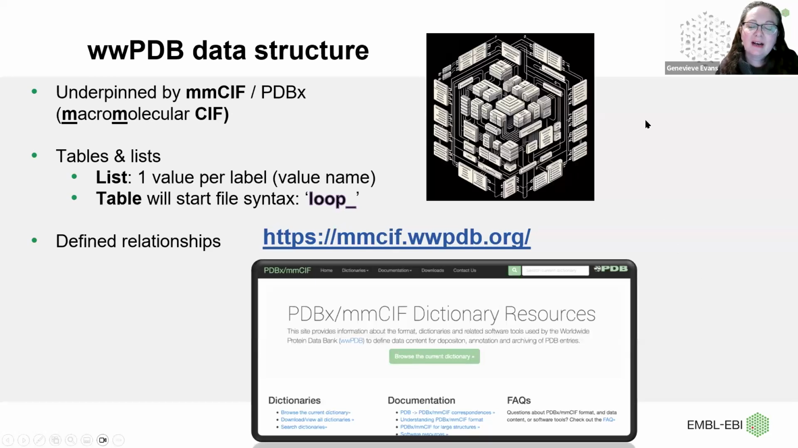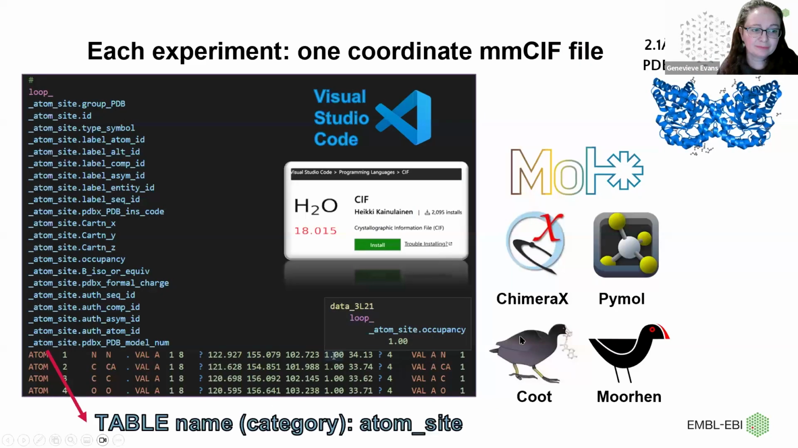I asked DALL-E AI to create an image to visualize what an mmCIF file looks like. It created a couple of images, but I really like this one because it highlights that an mmCIF coordinate file is essentially a set of chunks of data, lists and tables and other lists and other tables, with defined relationships between them, in this complicated-looking cube shape. All of this information is defined in a publicly available dictionary, so you can find out what the relationships are between all of this information.